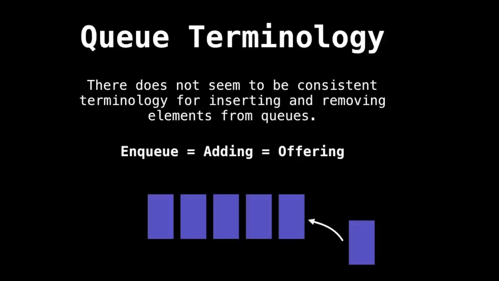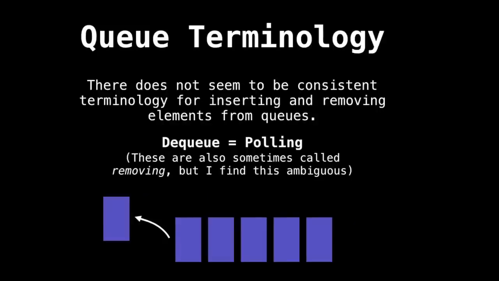However, there's a bit of terminology surrounding queues because there's not really any consistency. When we refer to enqueuing and dequeuing, many people will use multiple different terms. So enqueuing is also called adding, but also offering. A similar type of thing happens when we're talking about dequeuing. So this is when we remove things from the front of the queue. This is also called polling elements. However, some people will also refer to this as removing an element from the queue.